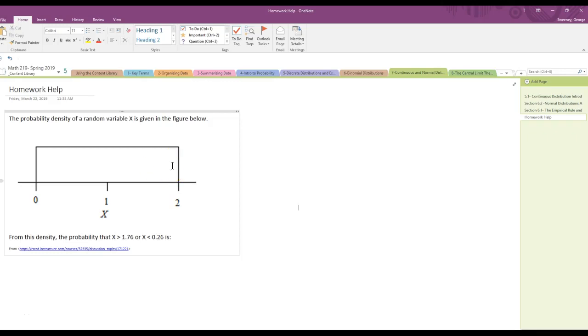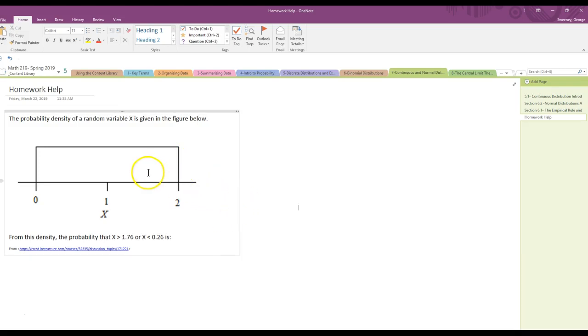All right, so I want to take a look at this. This is from chapter 5, and this is about continuous distributions. This is a standard problem that we have with these particular kinds of questions. What it says is the probability density of a random variable x is given in the figure below. From this density, the probability that x is greater than 1.76 or x is less than 0.26 is, okay?